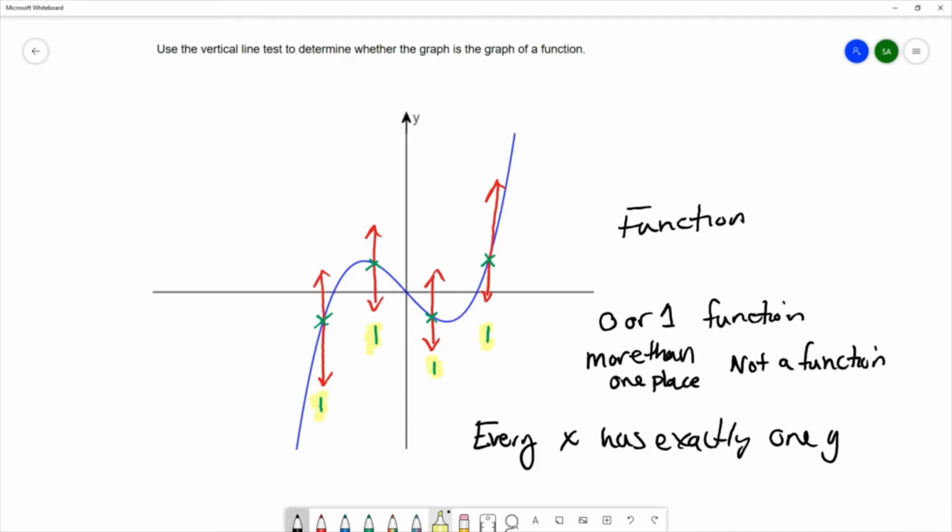So for example, if we had a graph like this, a sideways parabola, and we did the vertical line test, we would notice that the vertical line crosses the graph in 2 places, and this is not a function because we have an x value with 2 y's, and that violates that definition of a function.